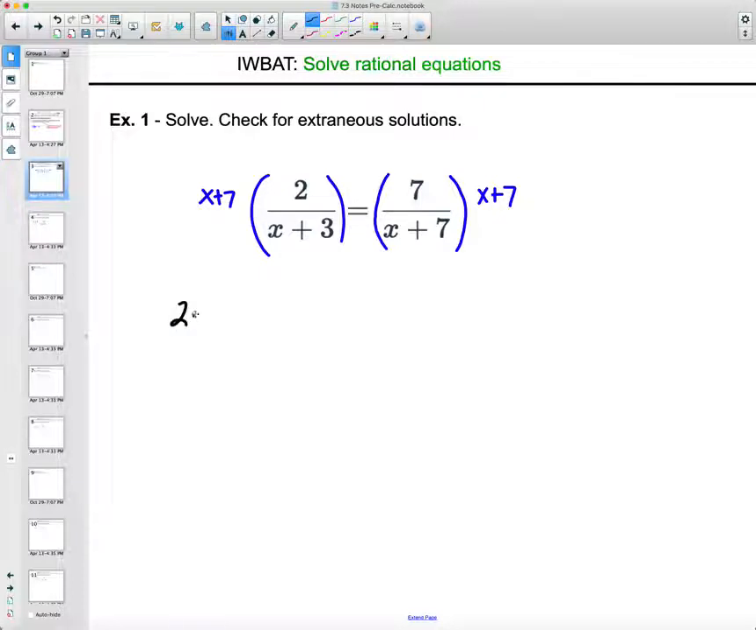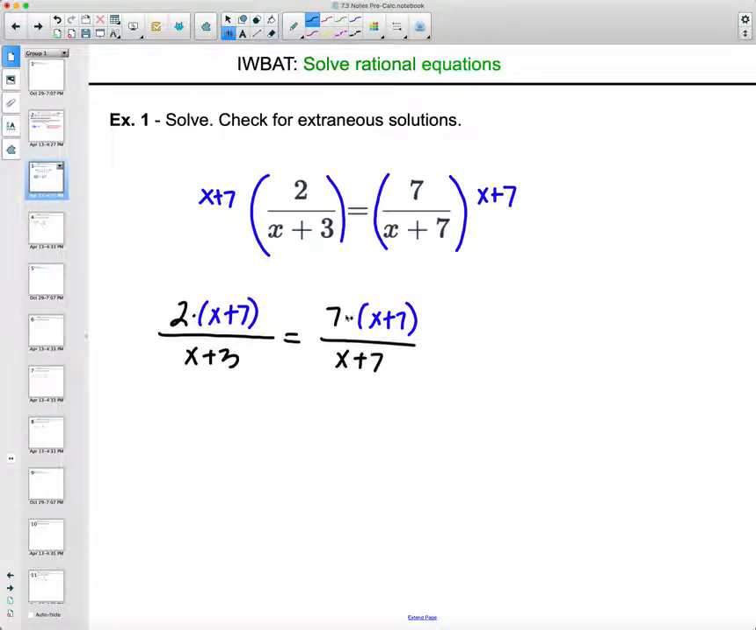Over here, we're going to end up with 2 times that x plus 7, and then we still have over x plus 3. And then equals, over here, 7. Really it's 7 times the x plus 7, and then still over x plus 7. So then we see this common factor. It's 7 times this piece and then divided by this thing again. So these are going to simplify out, and you're going to be left with just 7 on that side.